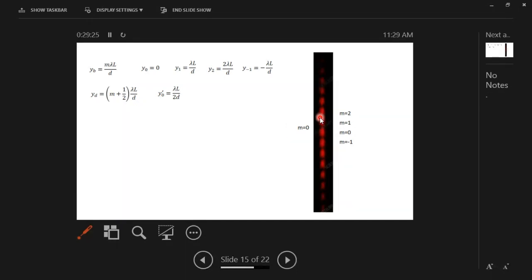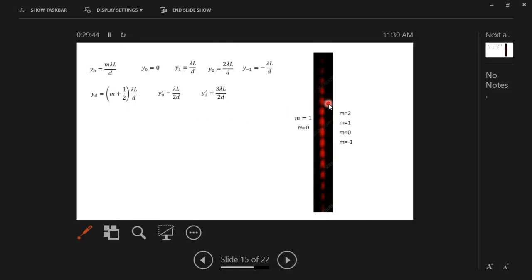Then I go to the next dark fringe here. The next dark fringe would be associated to m equal to 1. But this m is for the dark fringe equation, so you put m equal to 1 here, and that's going to be 3/2 of lambda L over d.